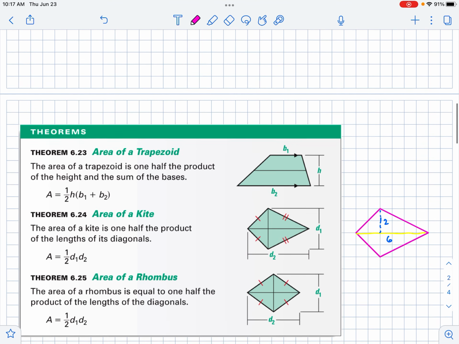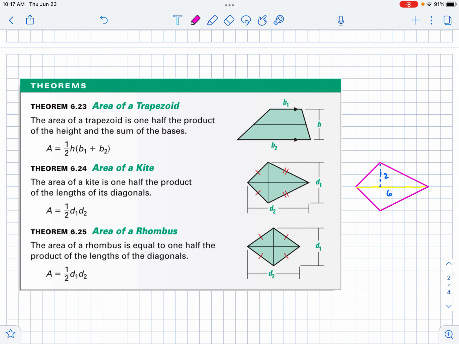Okay, now let's go on to the area of trapezoids, kite, and rhombus. Okay, now first of all, the area of a trapezoid. The area of a trapezoid is given to us as 1/2 the height times the sum of the bases. Or in other words, what you could do is you could say the height times the average of the bases. So I take the average of the bases. I get base 1 plus base 2. Let's take the average of that and multiply that by the height. That's how we get the area of a trapezoid.